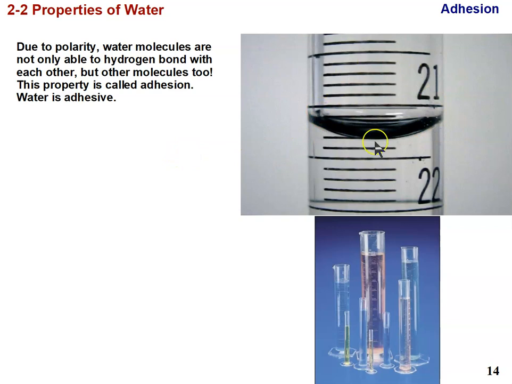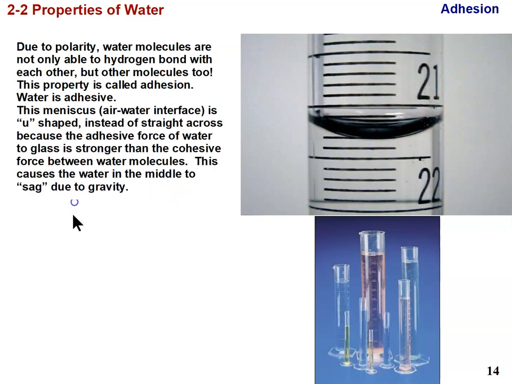You'll notice that in this graduated cylinder, the water is forming a U shape. The water-air interface here is called the meniscus, and the meniscus of water is kind of U-shaped because it's sticking to the glass. It's adhering to the glass. It has adhesive properties, and it sticks to the glass and sags in the middle. And that's a result of the property of adhesion, the fact that water is sticking to the glass.